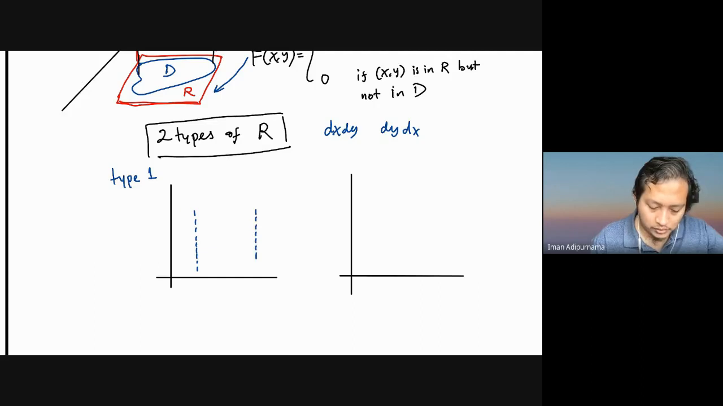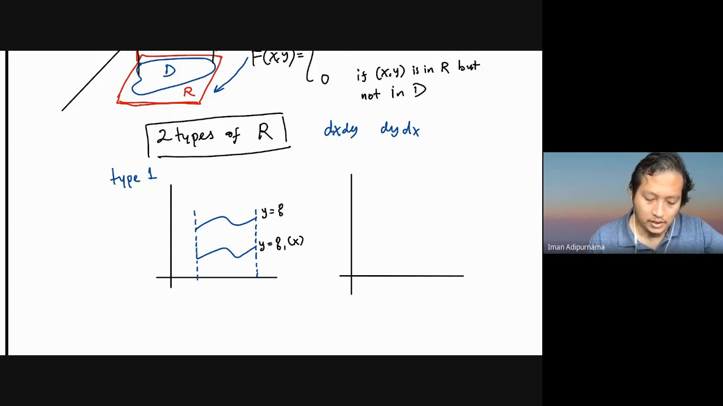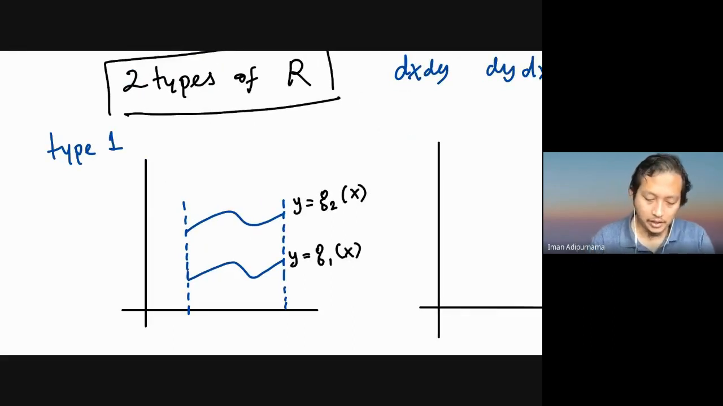So type 1 is basically, let's say we have two curves here. The first one is a function g1 of x, and the second curve is a function g2 of x. Remember in your integral in calculus 1, the area here is g2 minus g1, right?